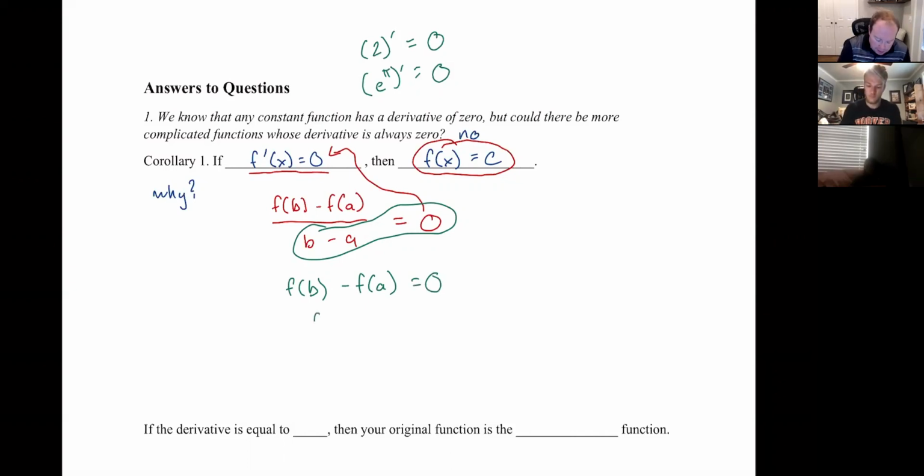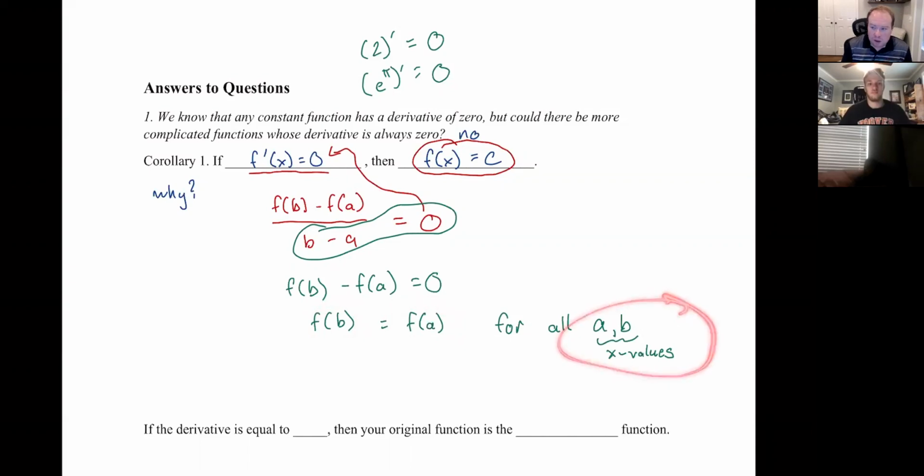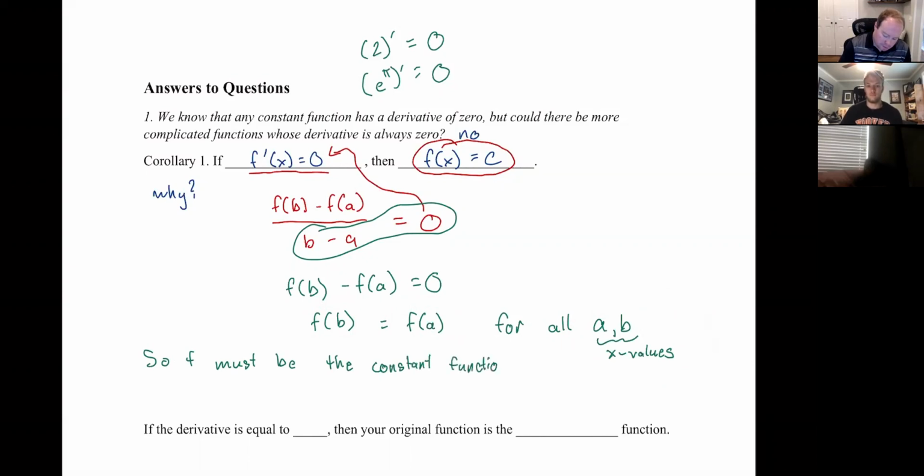So if we consider what this is saying, it says that f of b is equal to f of a for all a and b. And again, a and b are x values. So what is this saying? There is no change in the function, regardless of what x values you're looking at. So what are we saying? There's no change. That literally means that f must be the constant function. So this is a very simple proof.